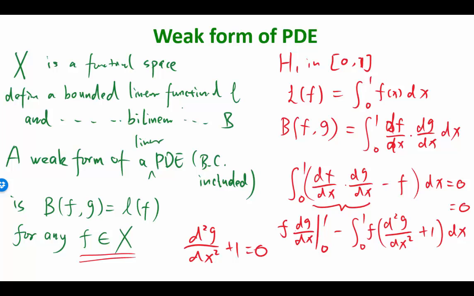And okay, this boundary term tells me what? If f can be anything, it also tells me this thing multiplied on f has to be 0, on both 0 and 1, because f can be anything, right? So this dg dx at x equal to 0 has to be equal to dg dx at x equal to 1 equal to 0. That pans out to be the boundary condition.